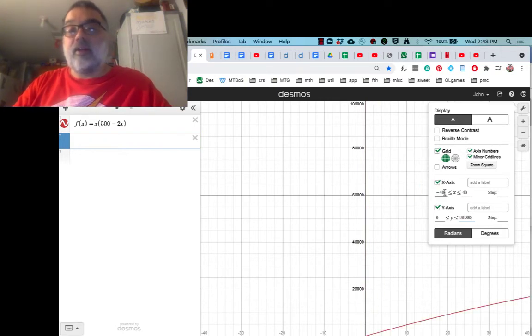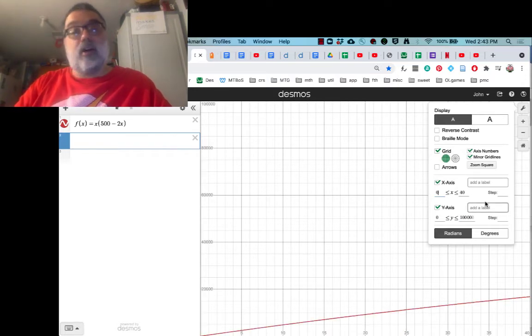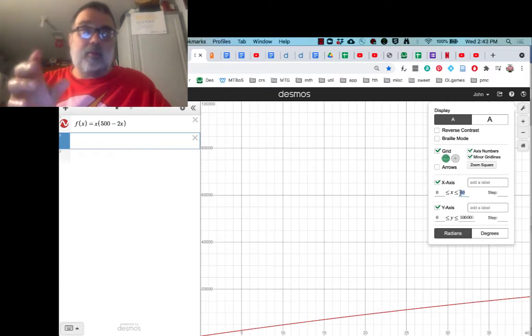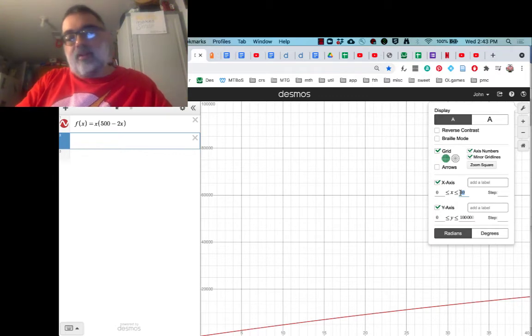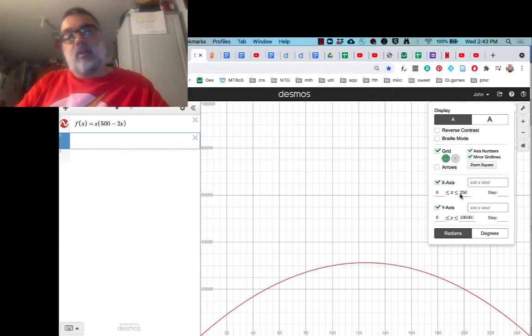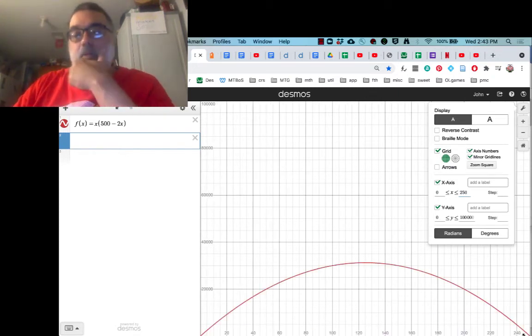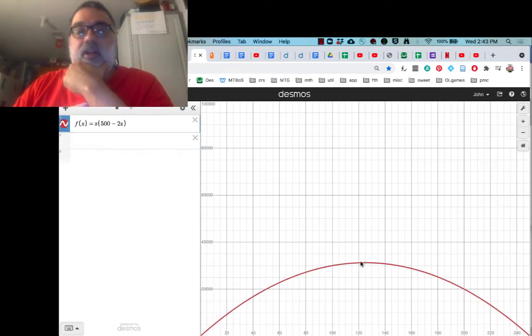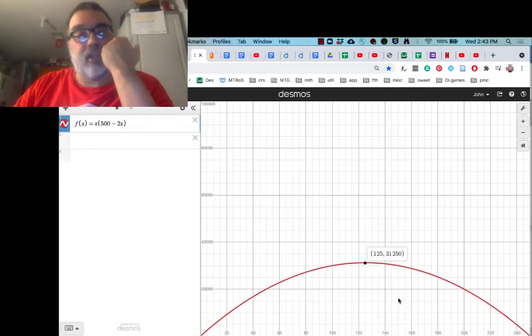Okay. And we're dealing with up to 500 feet of fence. So, well, the biggest x would be if we used half the fence, even though that doesn't make any sense, right? If it was 250 feet, that'd make the top 0, which wouldn't have any area. Okay, so here's our function. We click on it. It'll tell us what the peak is.